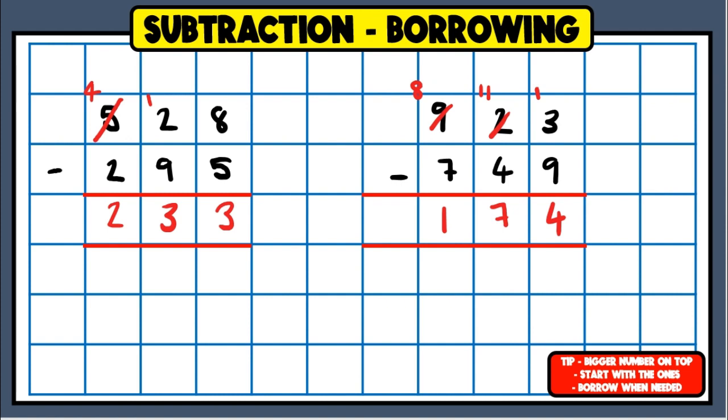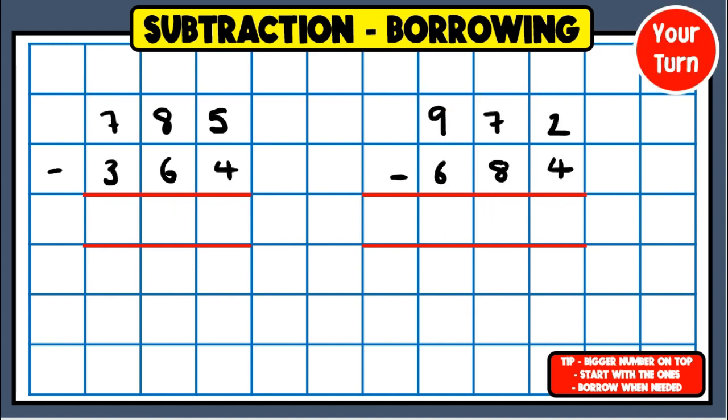Let's have a look. Can you do this on your own now? So I want you to have a look at these two numbers. We've got 785 minus 364 and 792 minus 684. Can you pause the video again, see if you can do it on your own, and you can unpause it when you're ready for the answer.